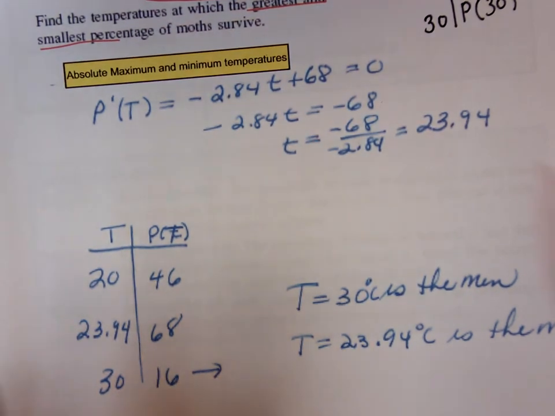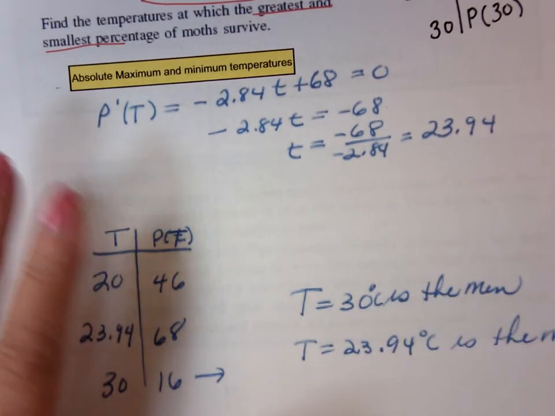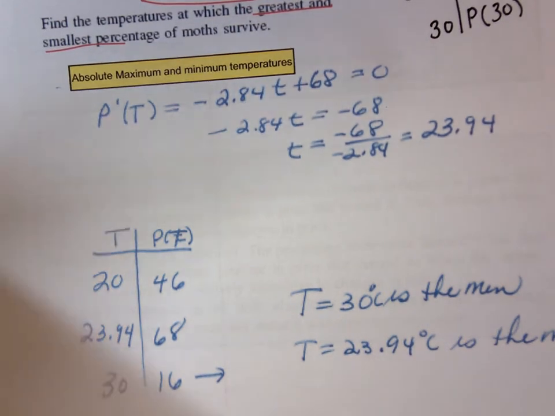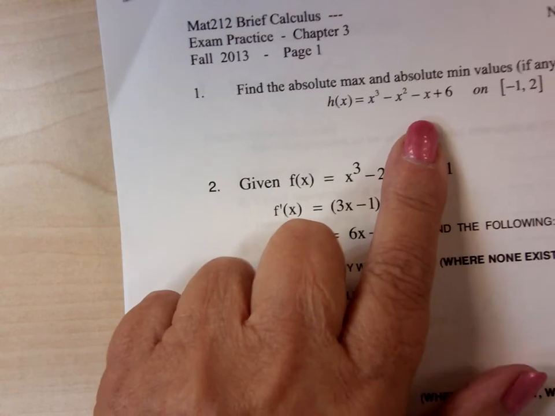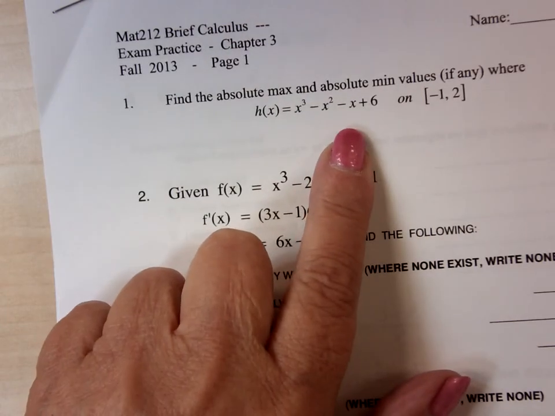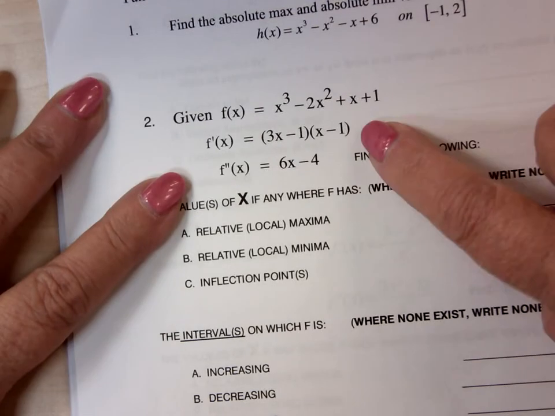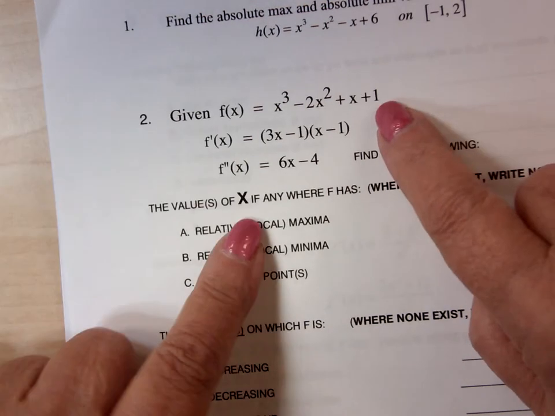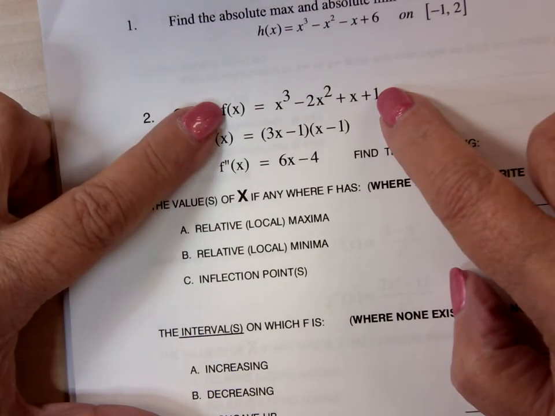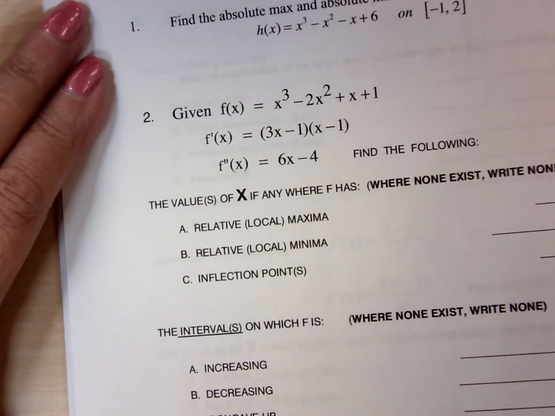So you're going to have one similar to this application. If I go down through, this is the review that's online. Here's a straight absolute max min problem. The one I've given you is more complicated, but essentially I give you the function, the first derivative, the second derivative, and then I will ask you all these questions.